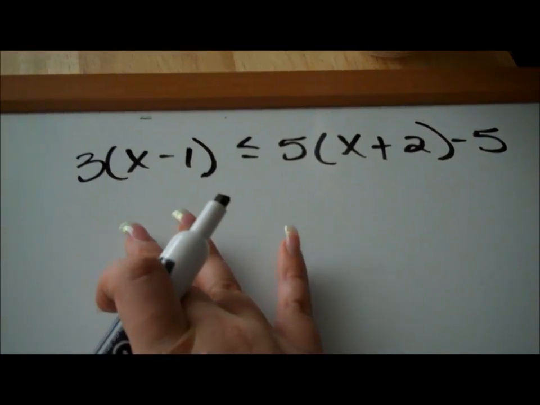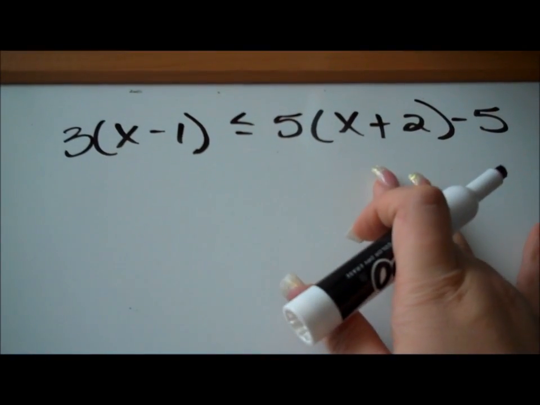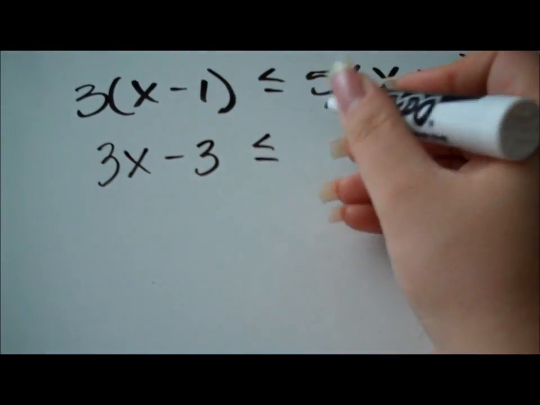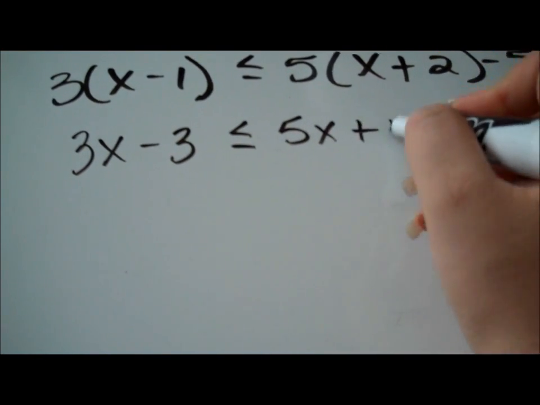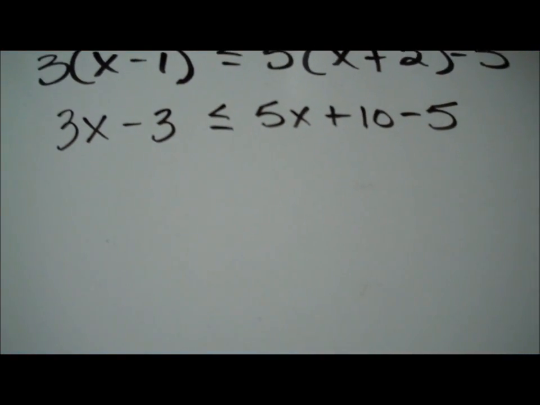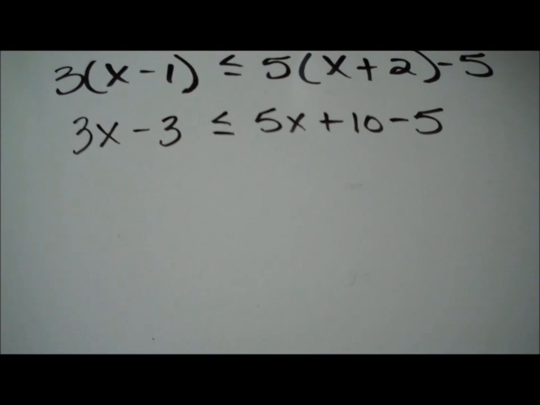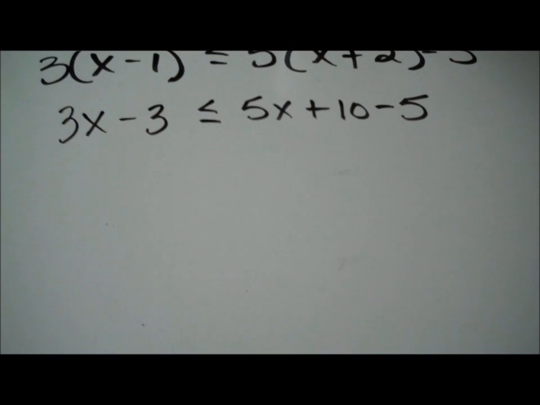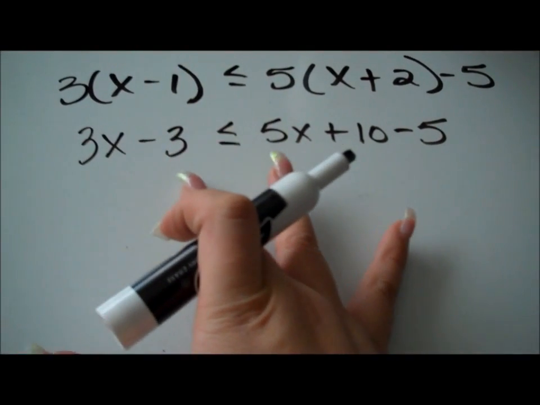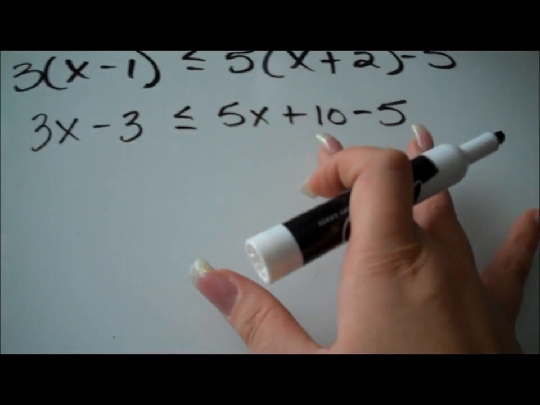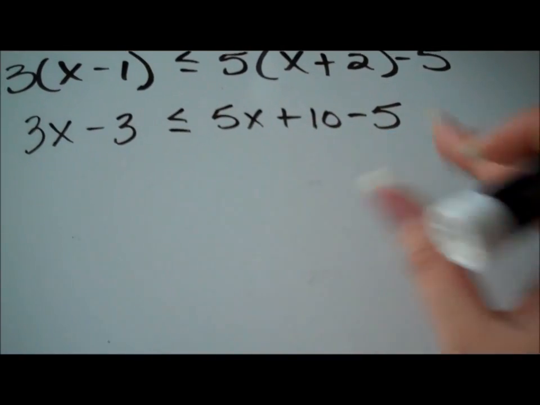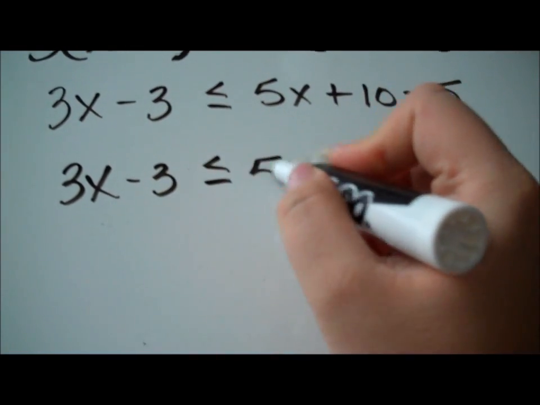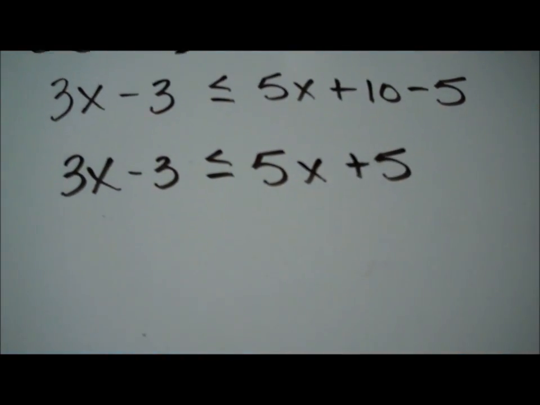So I need to simplify this by distributing here and distributing here. So I get 3x minus 3 is less than or equal to 5x plus 10 minus 5. Okay, all I did is I multiplied through. You would not have to flip the symbol here. Okay, the left-hand side is simplified. I cannot combine these, but I can combine the 10 minus 5. So I'm going to get 3x minus 3 is less than or equal to 5x plus 5.